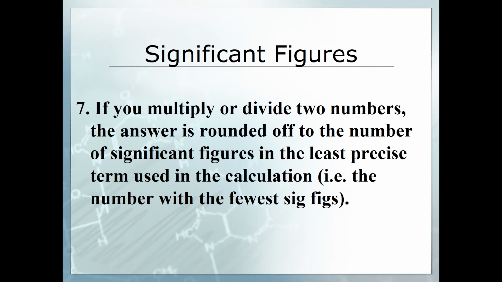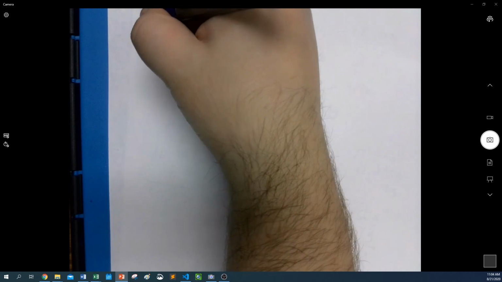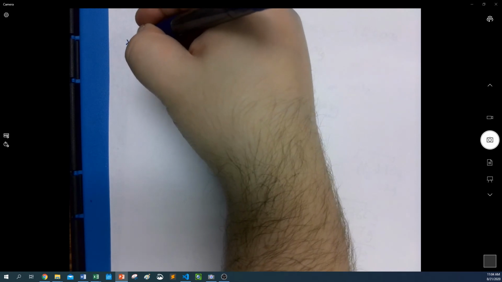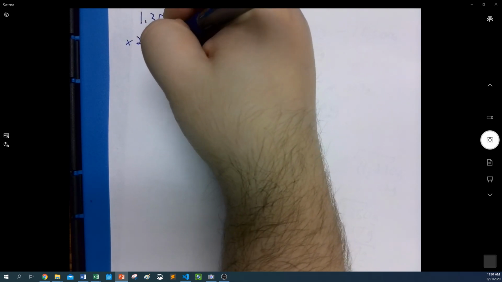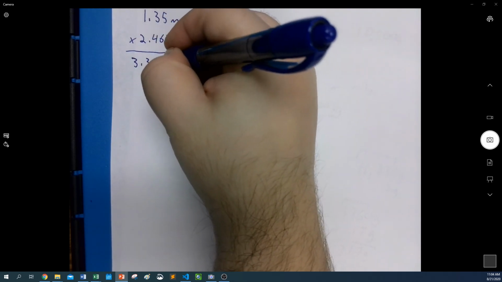Everyone good? So let's do some examples. So 1.35 meters times 2.467 meters. Plugging that in the calculator, I get an answer of 3.33045 meters.